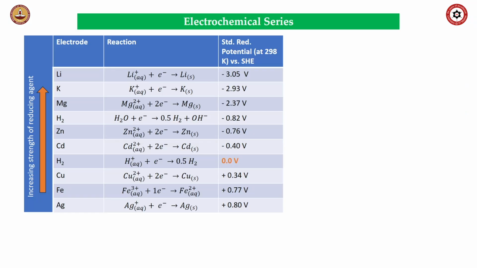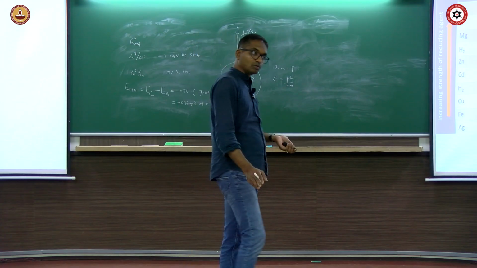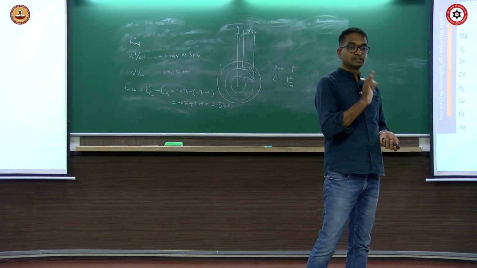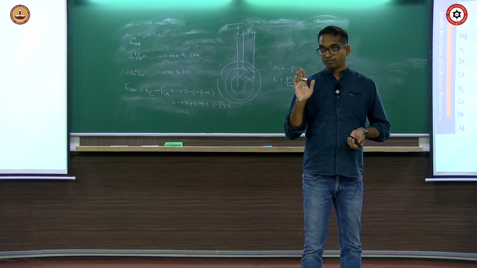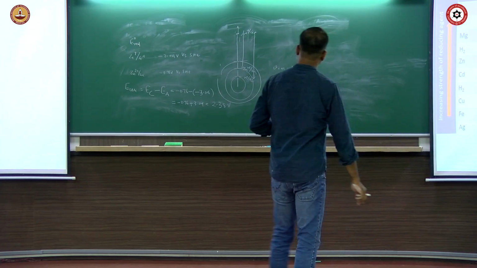Now, you see this one is given arbitrarily 0 volt. Why is it given 0 volt? Is it 0 volt? No. We have given arbitrarily 0 for that. We wanted to use it as a reference. What is a reference? Let us look at it.